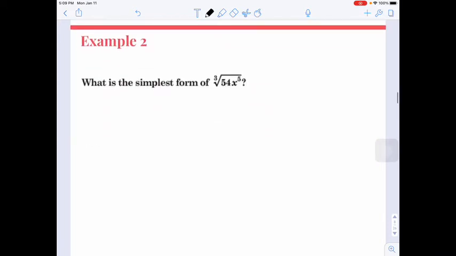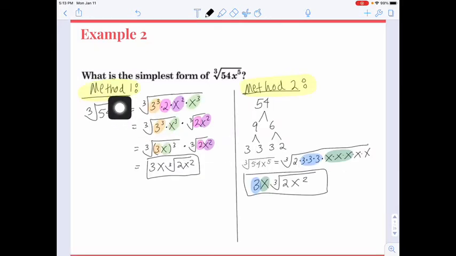So example 2 says, what is the simplest form of the cube root of 54x to the 5th? There are two methods that I'd like to go over for example 2. Method 1 is the one that we just went over, that the book would do. For the cube root of 54x to the 5th, the book is hoping that you realize that 54 is 3 cubed times 2. Now that comes kind of out of nowhere. If you realize that 27 is a factor of 54 and 27 is a perfect cube, then awesome, go ahead and write that right out. If you don't, you might want to use method 2 first.